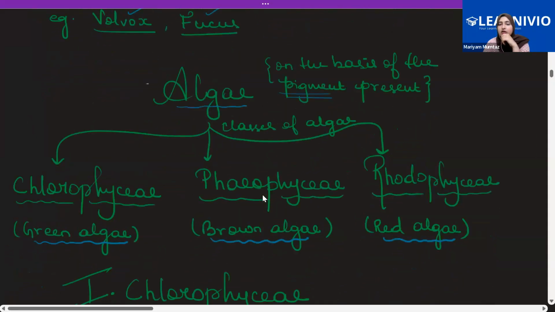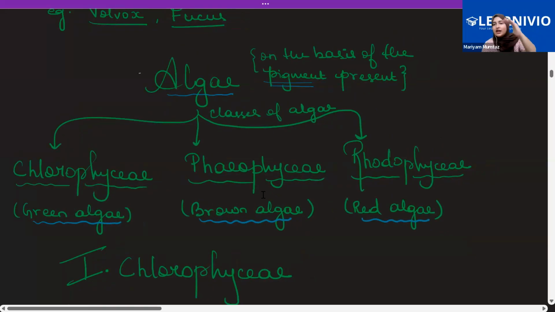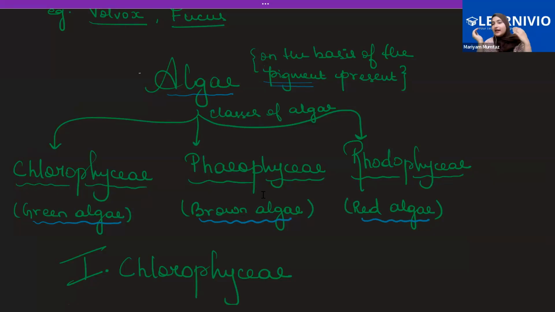Now, after this, we talk about the classes of algae. We have discussed the phylum, and now inside the phylum we have the different classes. We are discussing the division algae, and in the division algae there are three classes. What is the basis of the division? Pigment. Which colored pigment they have. So there are three types of algae depending upon the color: Chlorophyceae, Phaeophyceae, Rhodophyceae.